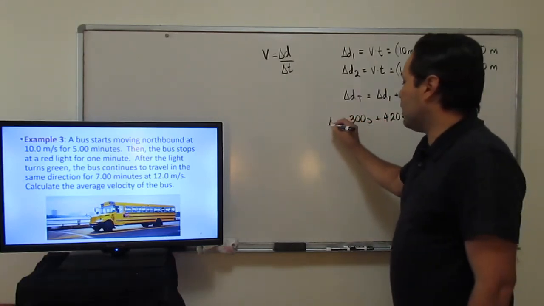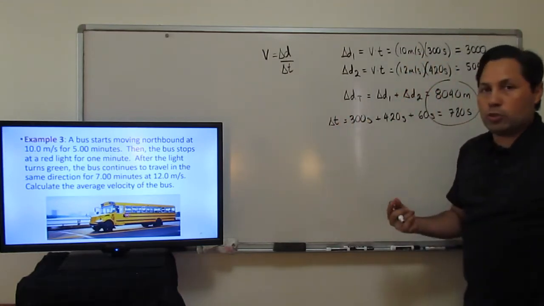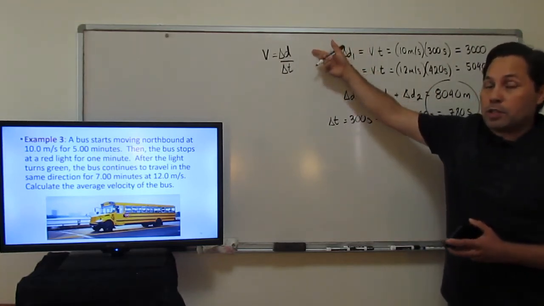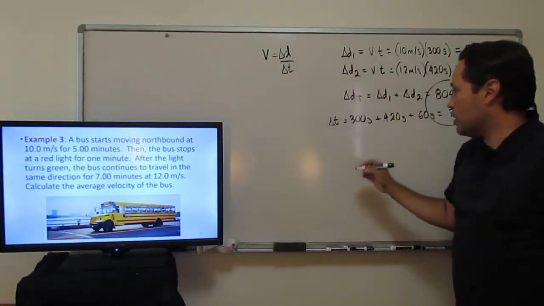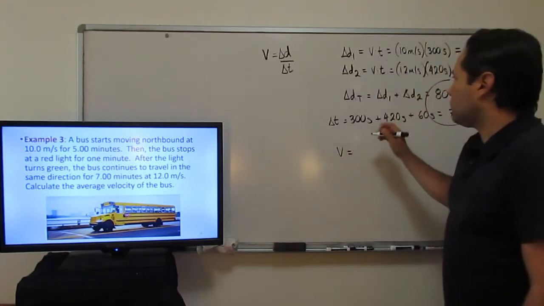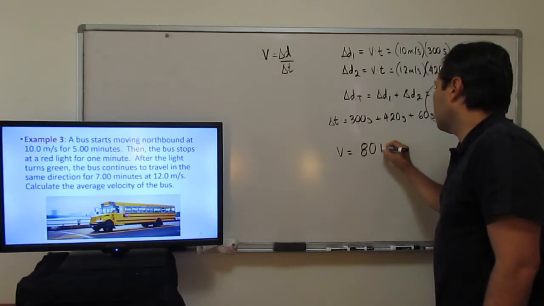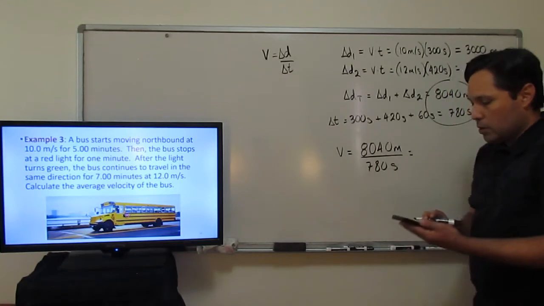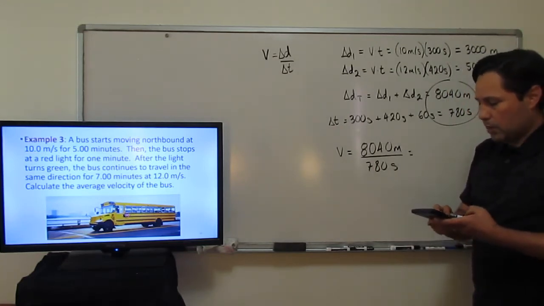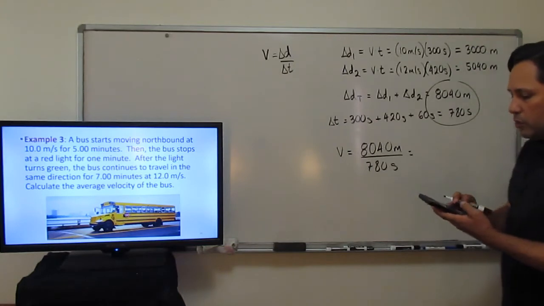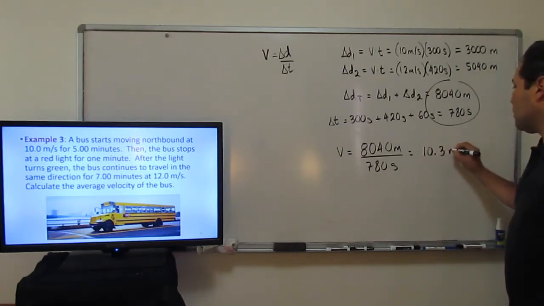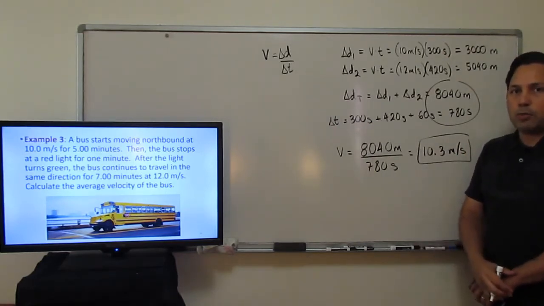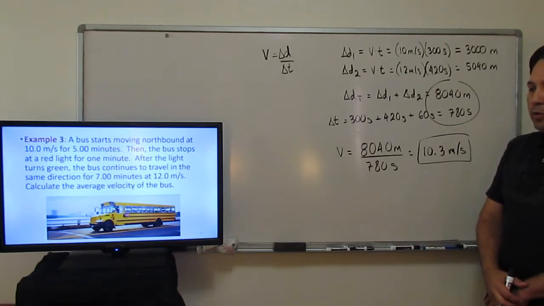We've got the total time needed to complete this journey, and we have the total displacement we needed. So to get the average velocity for the whole journey, it is displacement over time. We divide both of these values: 8,040 divided by 780. It gives us 10.3 meters per second as the average velocity for this trip. That takes care of example number 3.